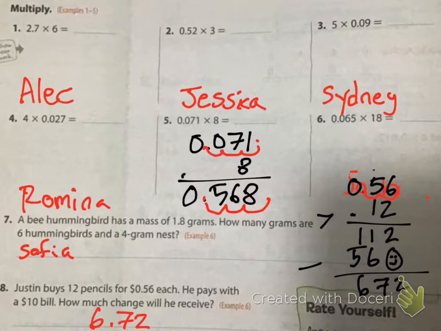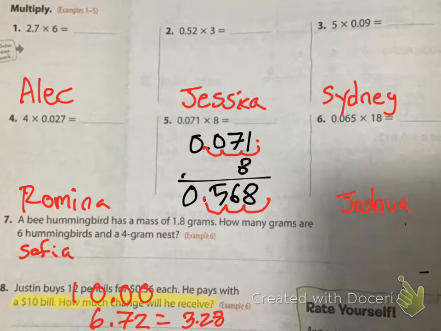The second part was how much change she receives. Amelia, can you tell me what operation I would do to find out how much change she would receive? You would do subtraction. Exactly. Just like in lesson 1, we'd line up our decimals. So I would put 10.00, and we would get $3.28, or 3 and 28 hundredths.